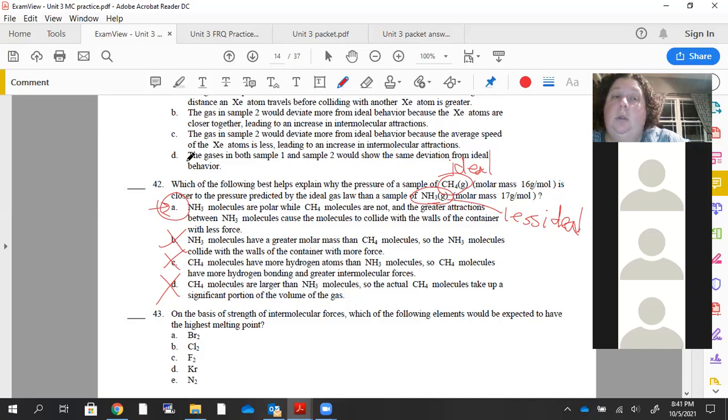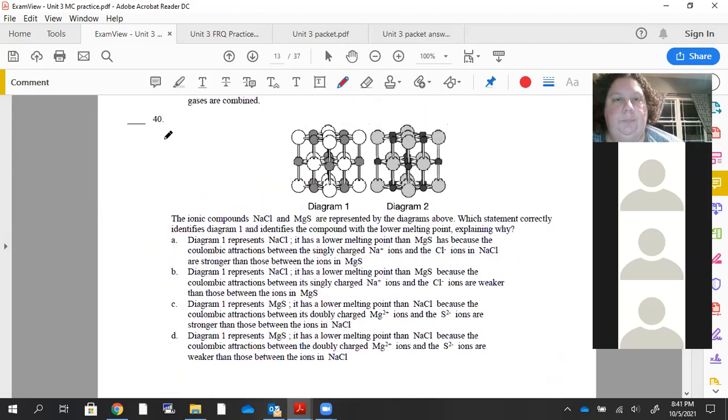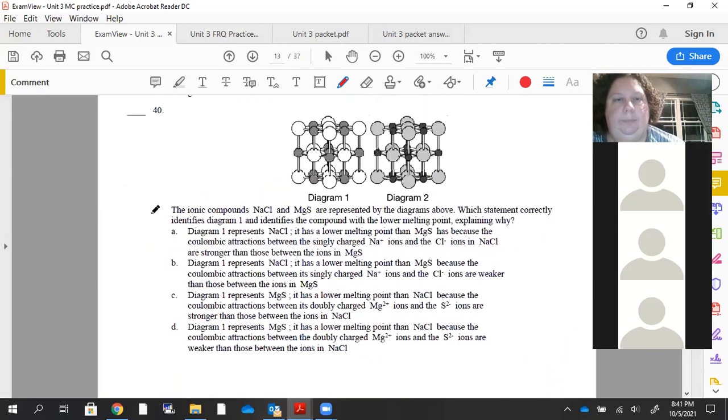Can you go over 40? 40. Ooh, big pictures. Okay. Sodium chloride and magnesium sulfide are represented. Which statement correctly identifies diagram 1 and identifies the compound with the lower melting point, explaining why? Ooh, okay.